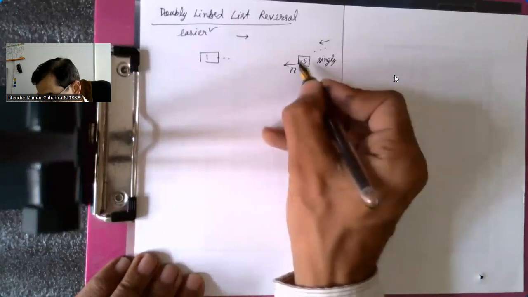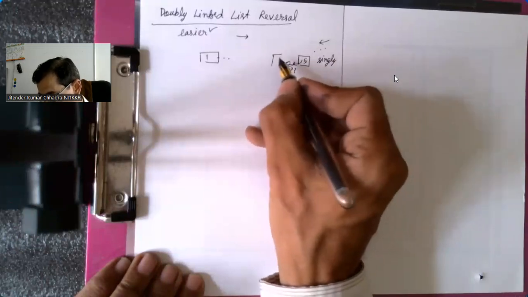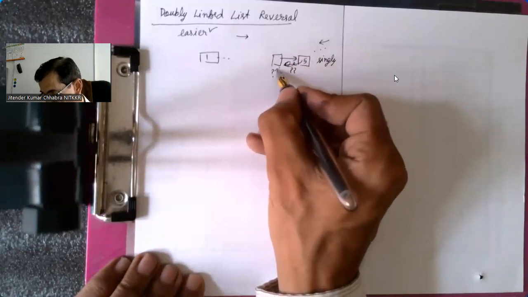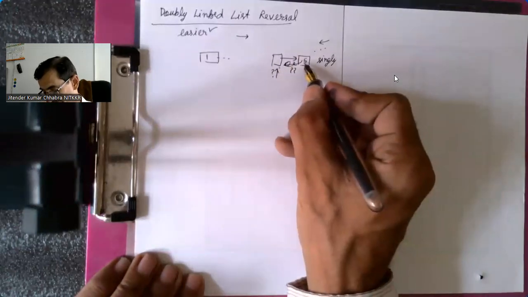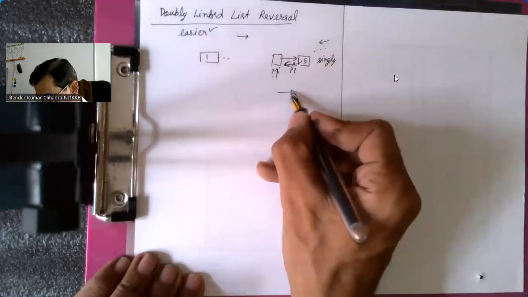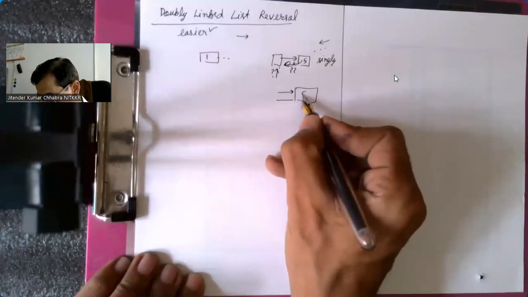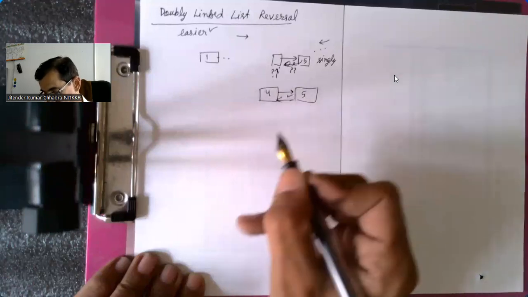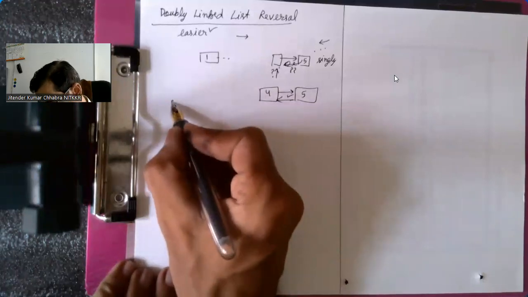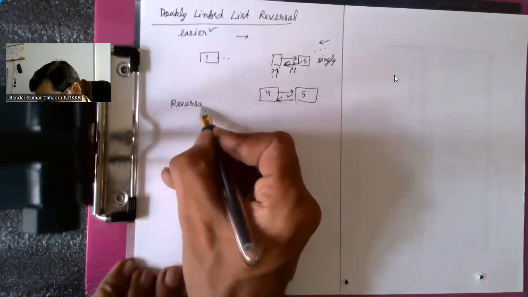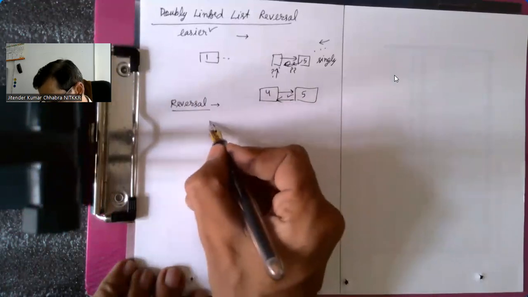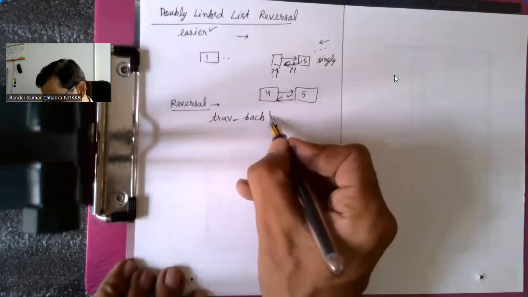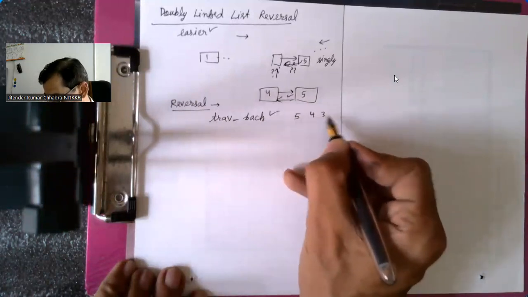You have no way to come back to the previous node without linking. Your linking was like this, and you wanted to come to the previous node, you could not once you reached 5. In a doubly linked list, it will be possible. Even if you are at node 5 and you want to come to 4, it will be possible. But again, remember, reversal means not just display. Otherwise, you could say reversal will mean traverse backward. You have already written that function. Traverse back will display effectively 5, 4, 3, 2, 1.